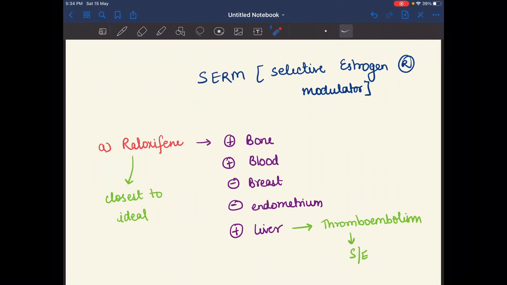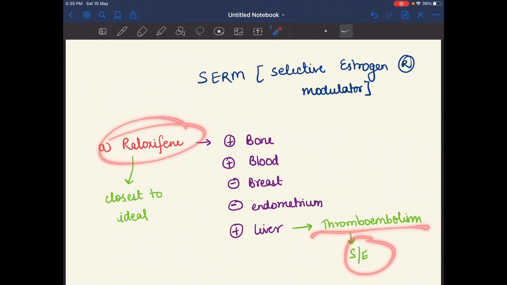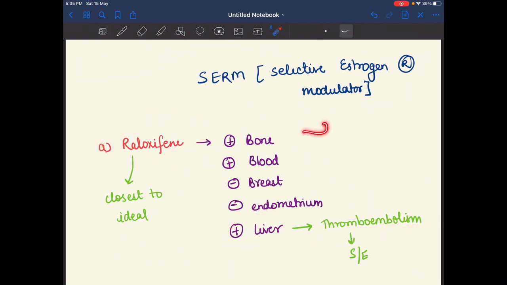Raloxifene is agonist in bone, agonist in blood, but it also acts as agonist in the liver, meaning it increases thromboembolism activity. That's why raloxifene's side effect is thromboembolism, because it acts as agonist in the liver. In all other places it benefits: it increases bone formation, it increases the HDL by LDL ratio, it decreases breast cancer, and it also decreases endometrial cancer. That's why it is not the ideal drug, but it is close to the ideal drug.